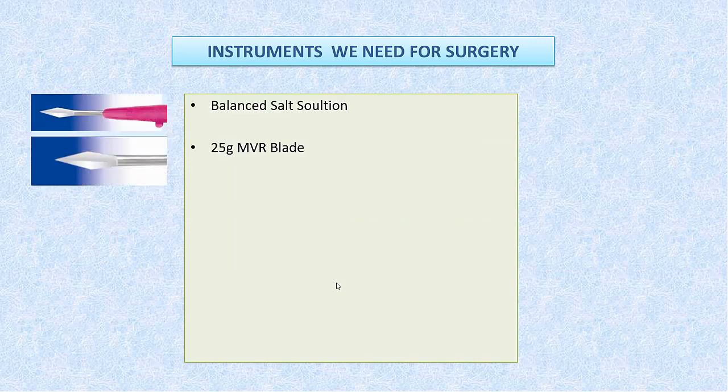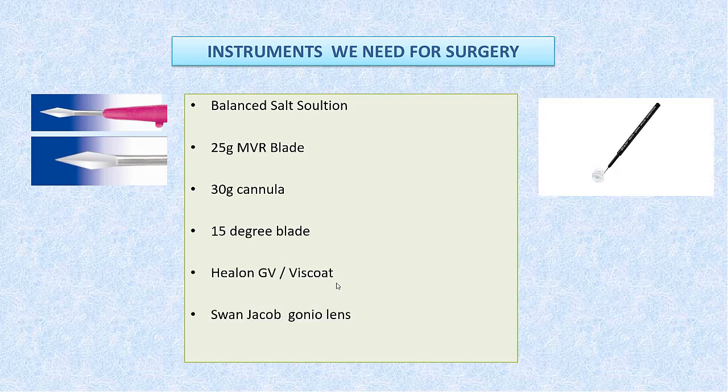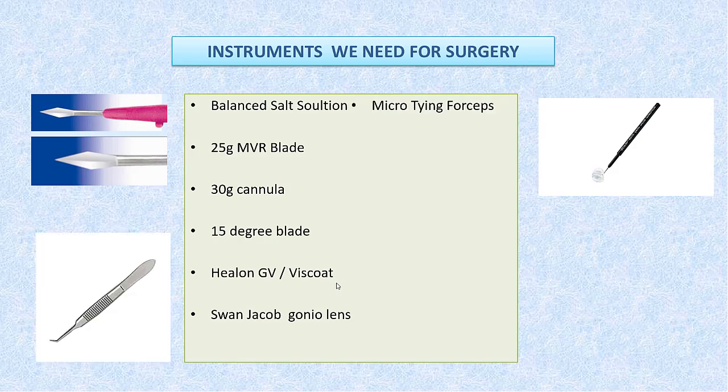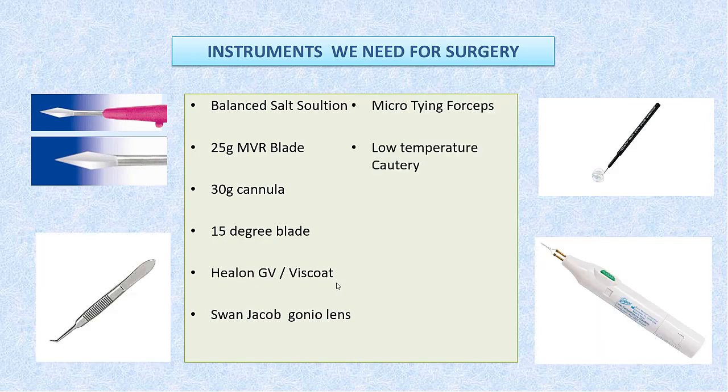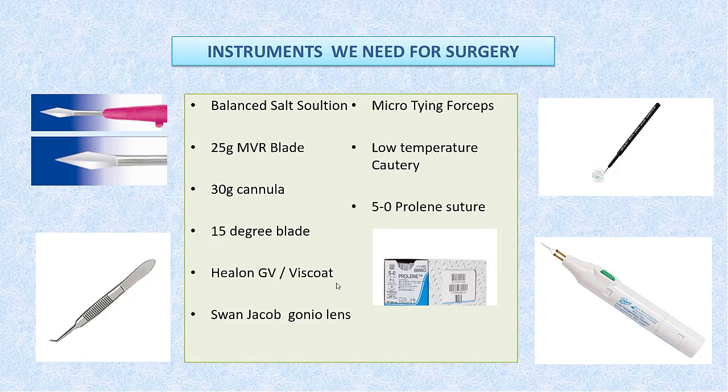Instruments we need for surgery: balanced salt solution, 25 gauge MVR blade, 30 gauge cannula, 15 degree blade, Healon GV viscoelastic, Swan-Jacob gonio lens, micro-tying forceps, low temperature cautery, 5-0 Prolene suture.